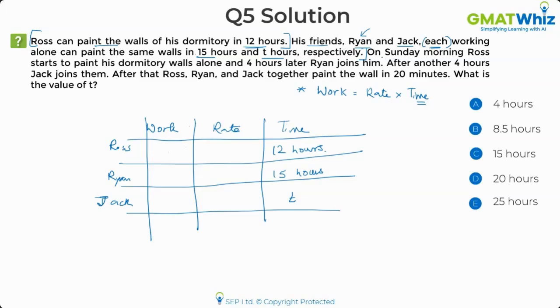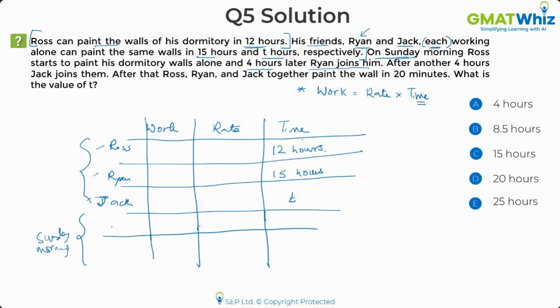Now they're talking of a Sunday morning, so they're talking about one particular instance. Generally they can do the work in this and this hour. Now they're saying on Monday morning, Ross starts to paint his dormitory wall alone, and 4 hours later, Ryan joins him. Now notice they're talking about a specific situation. So you can either create a separate table very quickly, or plug it below only, making sure that you understand that this is a separate case.